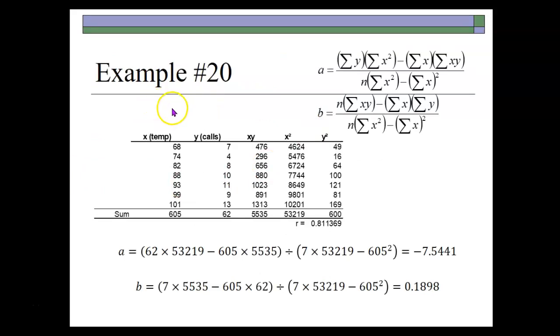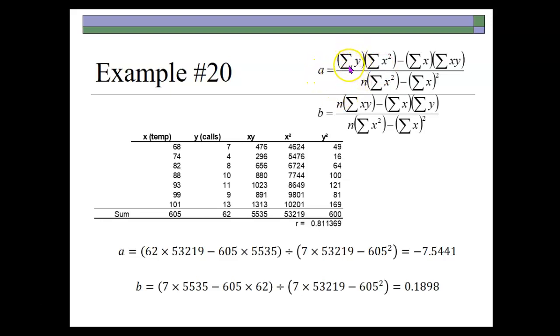So in one of the examples we were looking at last time, the one about the relationship between the temperature and the number of calls to an emergency service, here was our data with what the x's and the y's added up to, and then also the sum of x times y and x squared and y squared. So if we were going to use this to calculate the A and the B to get our least squares regression line for this set of data, here's how that would work.